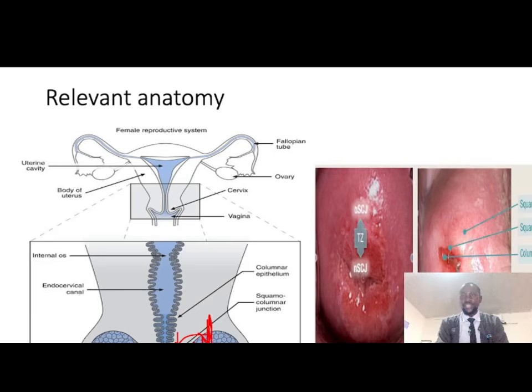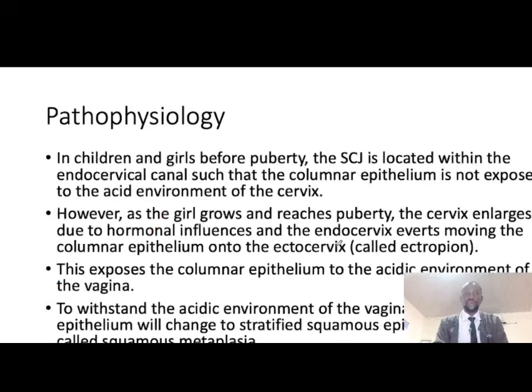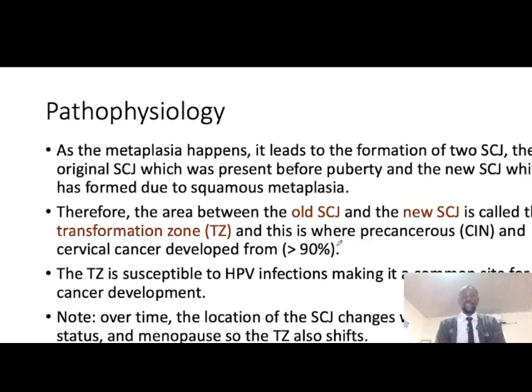Remember, the old squamocolumnar junction initially was here, but after growth has taken place, you find that it has been pushed somewhere here. Let's say it's pushed somewhere around this area, and then you will have a new squamocolumnar junction that has formed, and the area in between is what we call the transformation zone. Therefore the area that is between the old squamocolumnar junction and the new squamocolumnar junction is called the transformation zone.